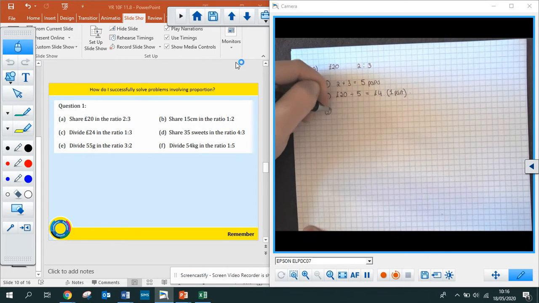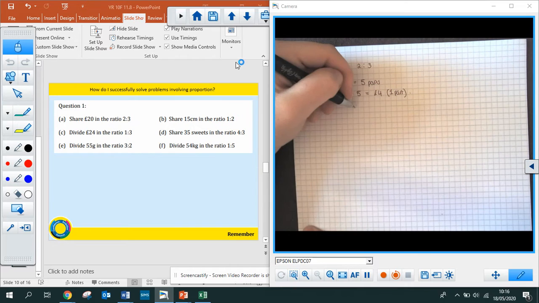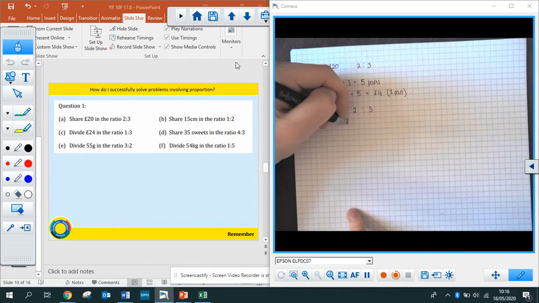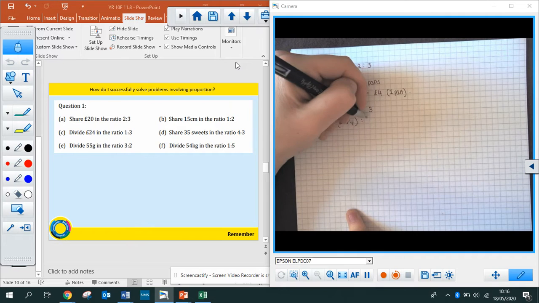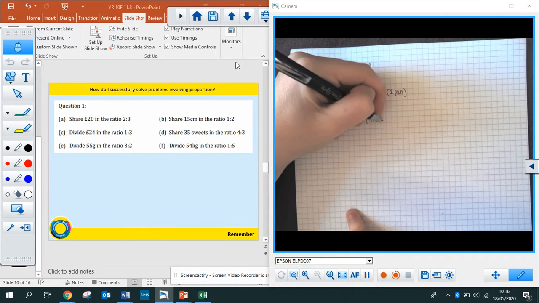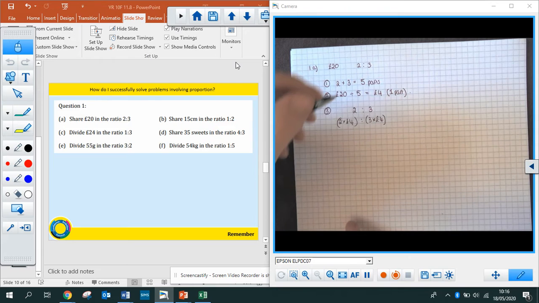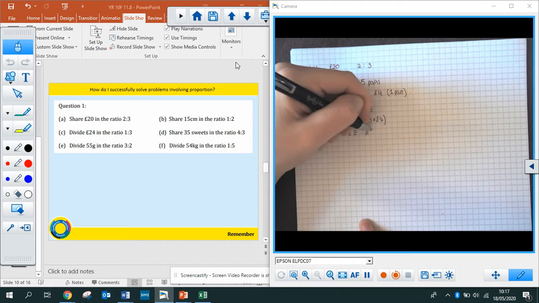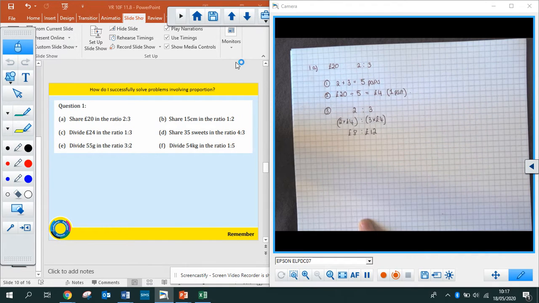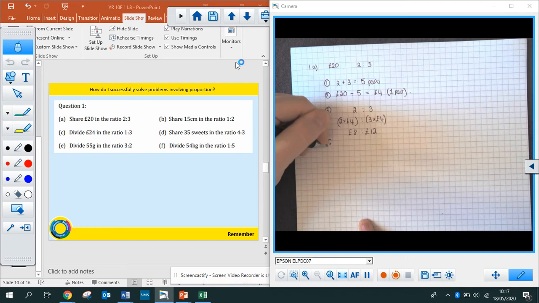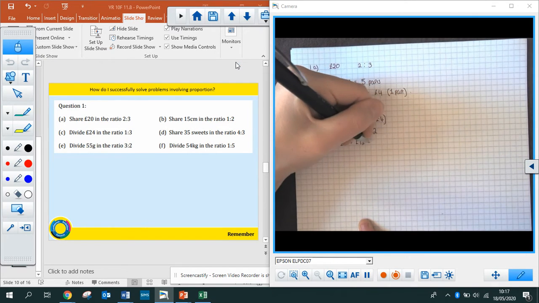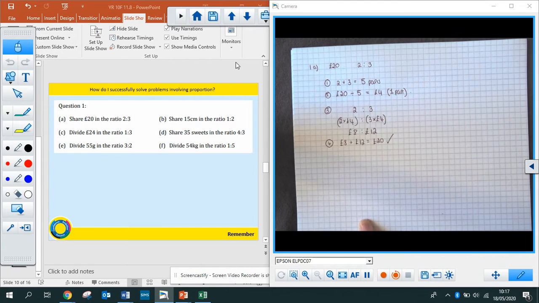Step 3, you're going to share it in your ratio. Okay, so we have 2 to 3. So here, to work out the value for 2 parts, I'm going to do 2 lots of £4 and then 3 lots of £4. Okay, 2 lots of £4 is £8. 3 lots of £4 is £12. And that's your final answer. Remember the check, step 4 is the check. Is £8 plus £12 £20? Yes, it is. So I've done it correctly.